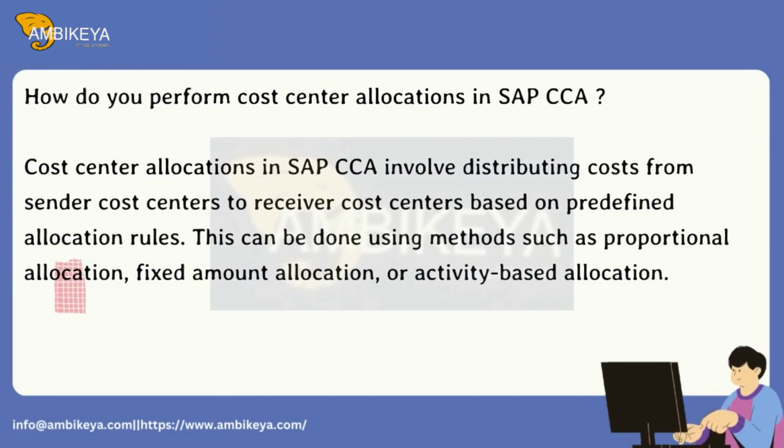How do you perform cost center allocations in SAP CCA? Cost center allocations in SAP CCA involve distributing costs from sender cost centers to receiver cost centers based on predefined allocation rules. This can be done using methods such as proportional allocation, fixed amount allocation, or activity-based allocation.